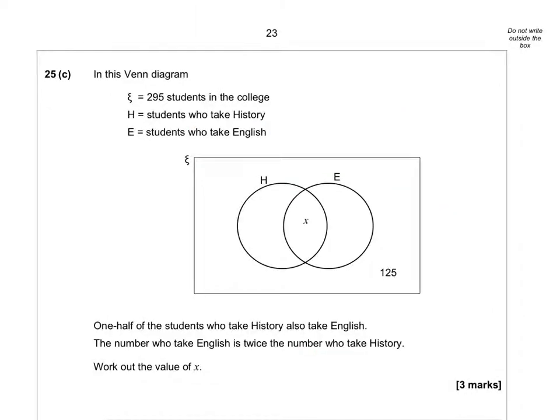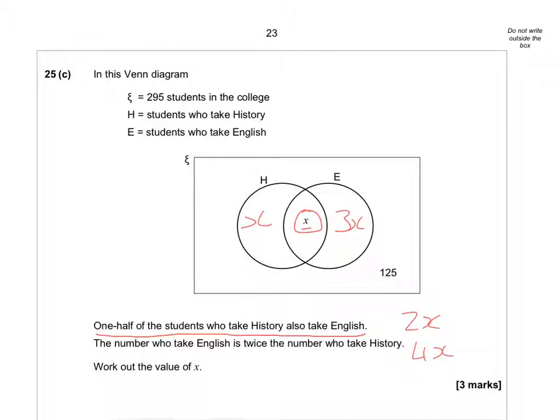Question 25C is a more complex Venn diagram. It says in the question that 1/2 of the students who take history also take English. So if 1/2 of the students who take history also take English is x, then there must be x number of students that just take history. The number who take English is twice the number who take history. There's 2x who take history, so there must be 4x that take English, but we've already got this x in the middle, which means 3x people only take English.